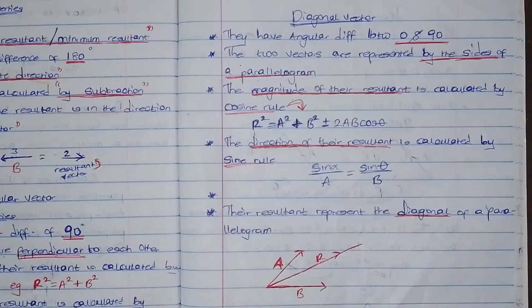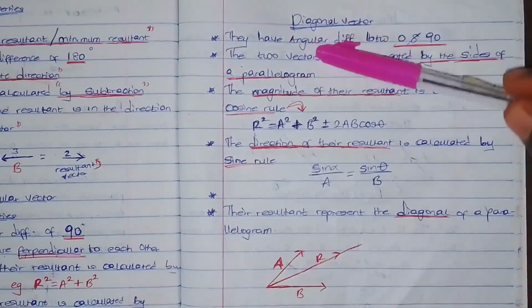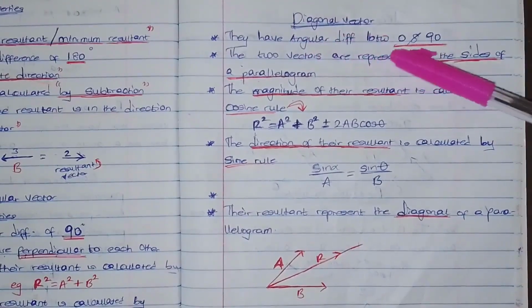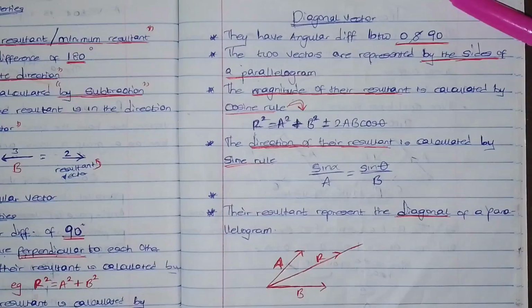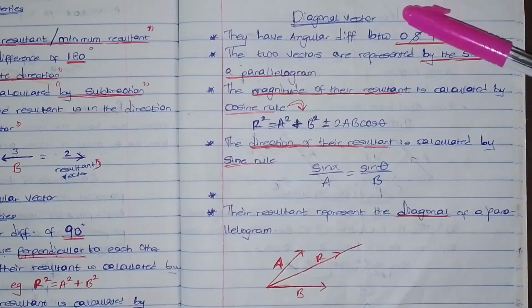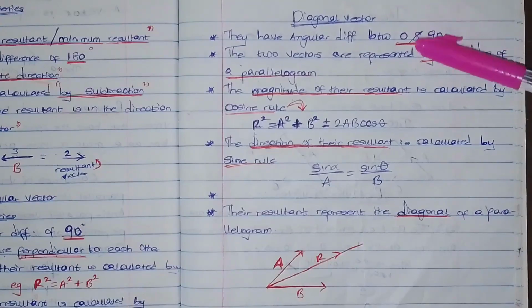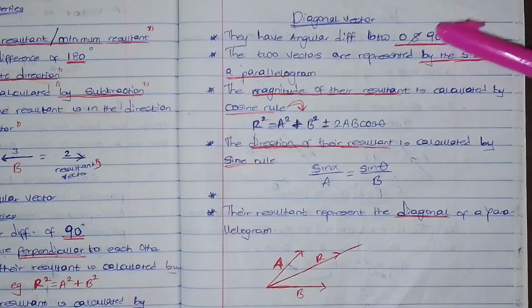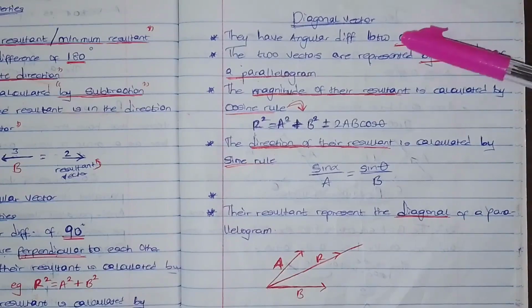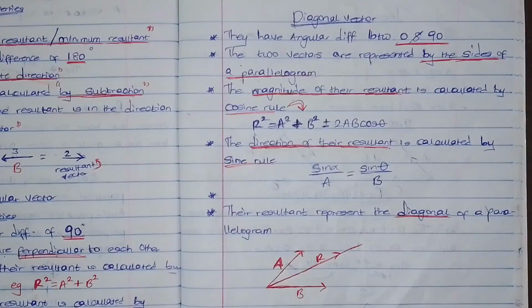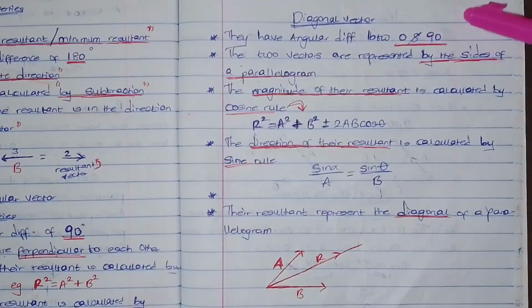Now, they have angular difference between 0 and 90. Unlike perpendicular vectors that have angular difference of 90, diagonal vector have angular difference between 0 and 90. It can be 10, it can be 20, it can be 30, it can be 40, just in between 0 and 90. Yes, the angular difference is in between 0 and 90.